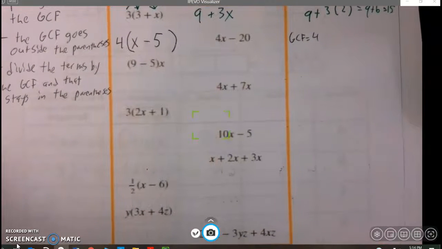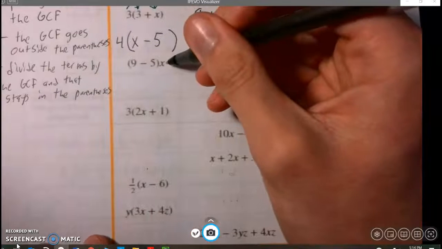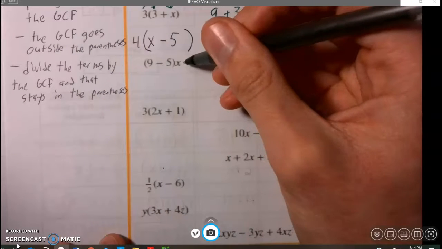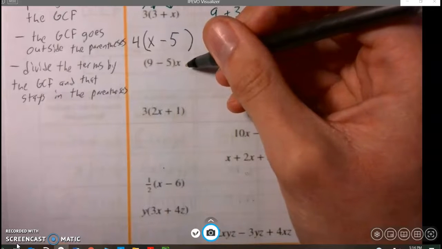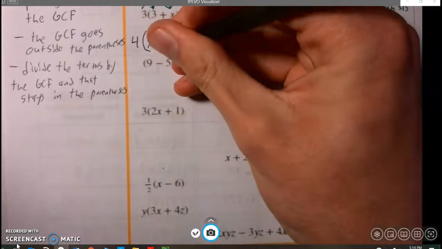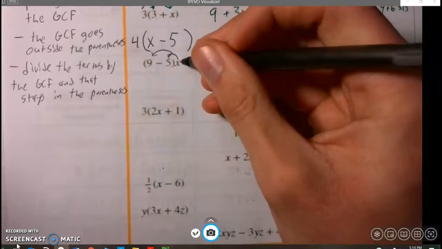Alright, so now let's go over the rest of these. So here, I have x as my factor on the outside, and it's on the right. That doesn't matter though, order in multiplication doesn't matter. I'm still going to do the same thing. X is still going to multiply by the numbers inside.